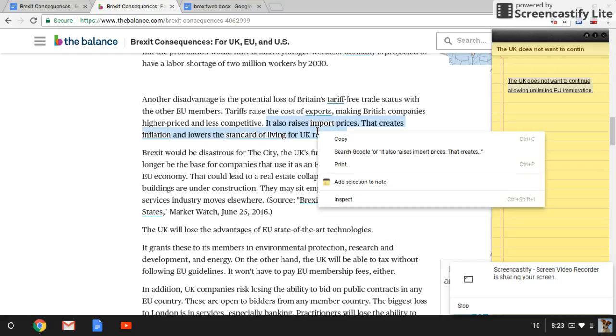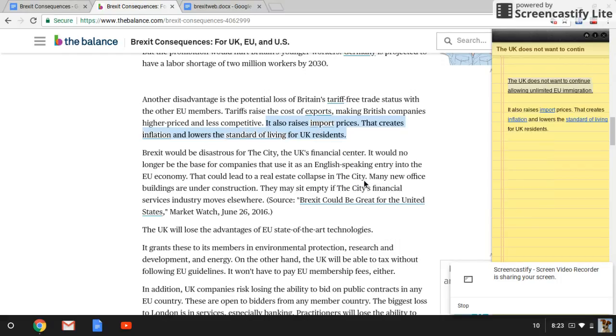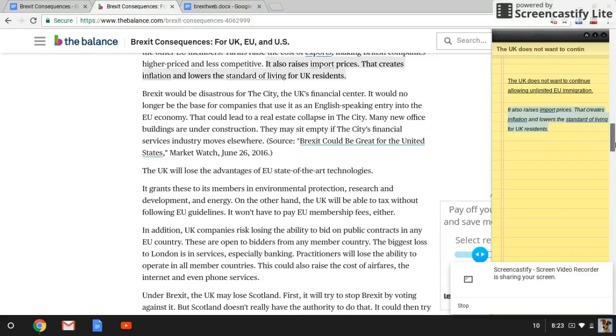So they'll highlight it, right-click, add a selection to the note. And for the purpose of this class, if we need a little bit of clarification, we're going to mark that passage in italics. This way, the teacher walks around, sees several students have the exact same passage in italics, and they know they need to clarify that.